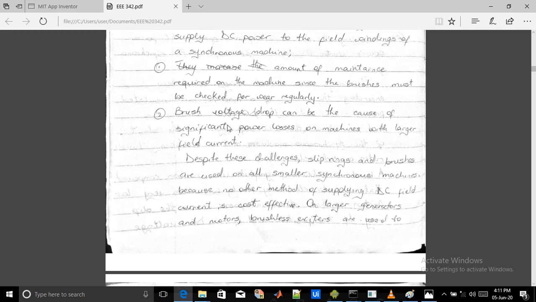So now number two, brush voltage drop can be the cause of significant power losses in machines with larger field current. So now imagine if the field current now, let me open that picture again.